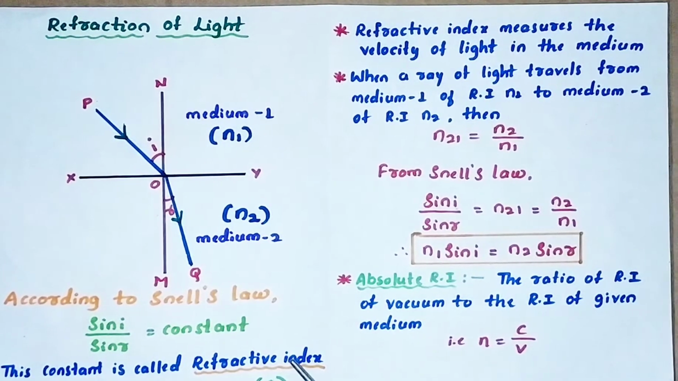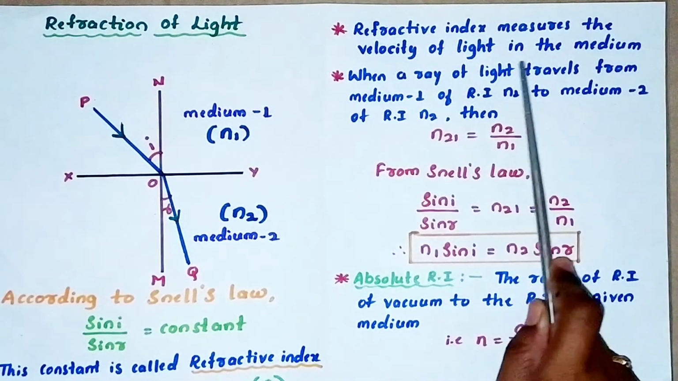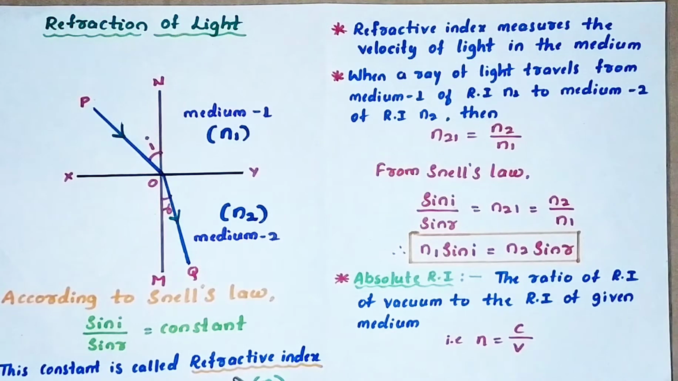Then what is refractive index? Refractive index measures the velocity of light in the given medium. That means the speed of light is changing from one medium to another medium.